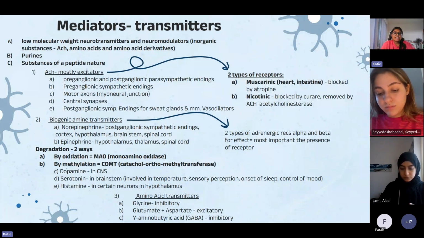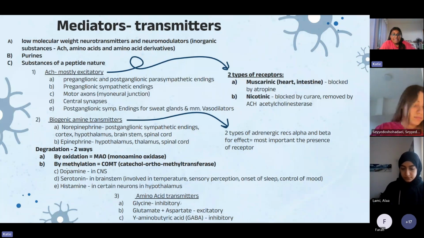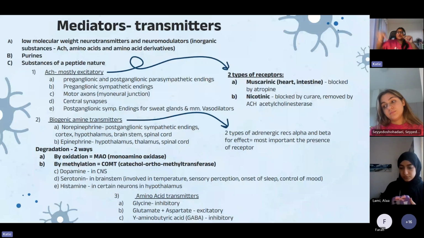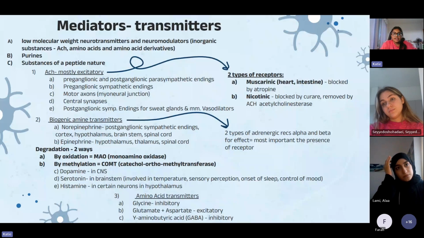You have glycine, glutamate, aspartate, and GABA. You guys study this in ANAT again, but you just need to know for your neuromyo credit that glycine is inhibitory, glutamate and aspartate are excitatory, and GABA is inhibitory. I don't know if you guys studied this during ANAT, but there was that whole cycle with all the basal ganglia, and you had these transmitters during that part.